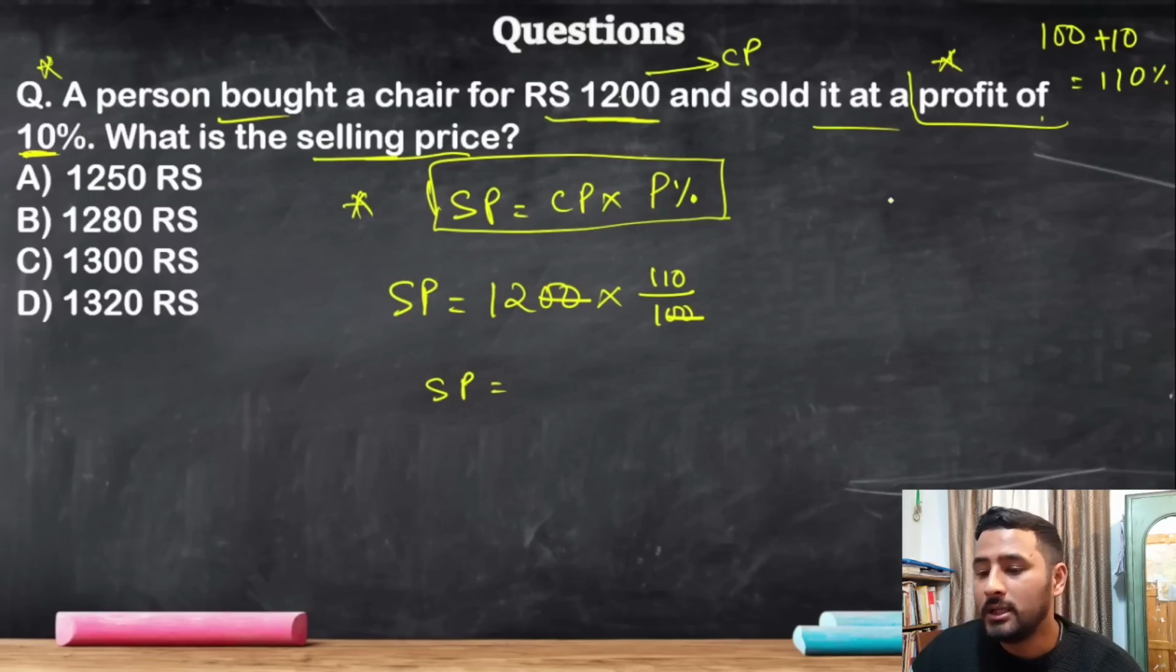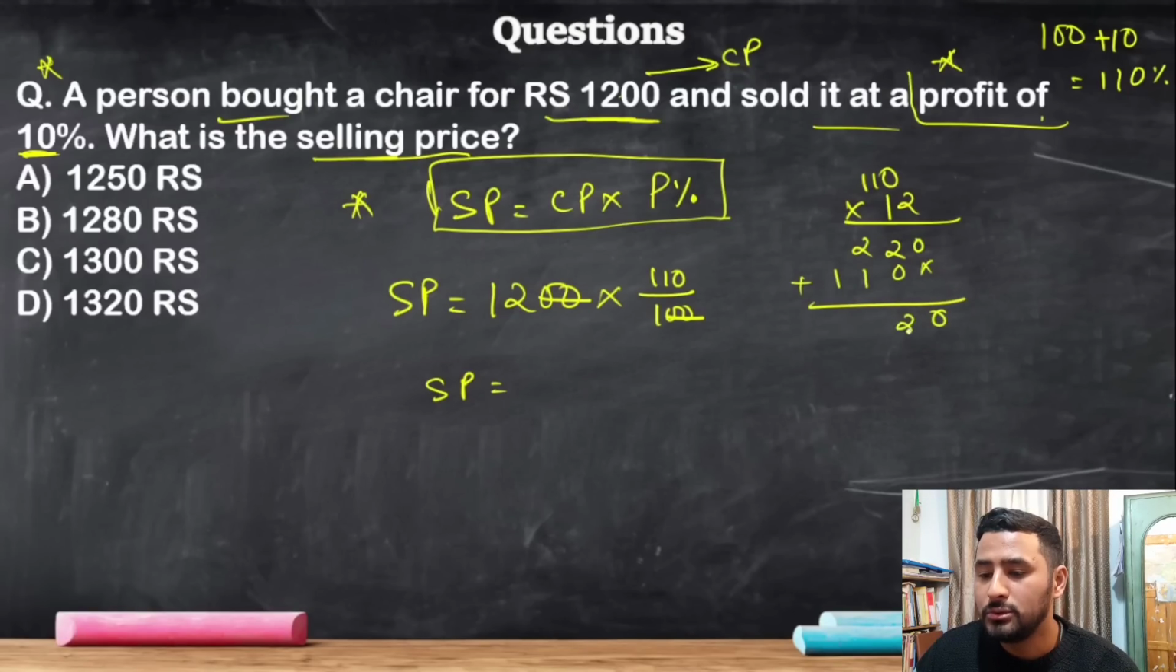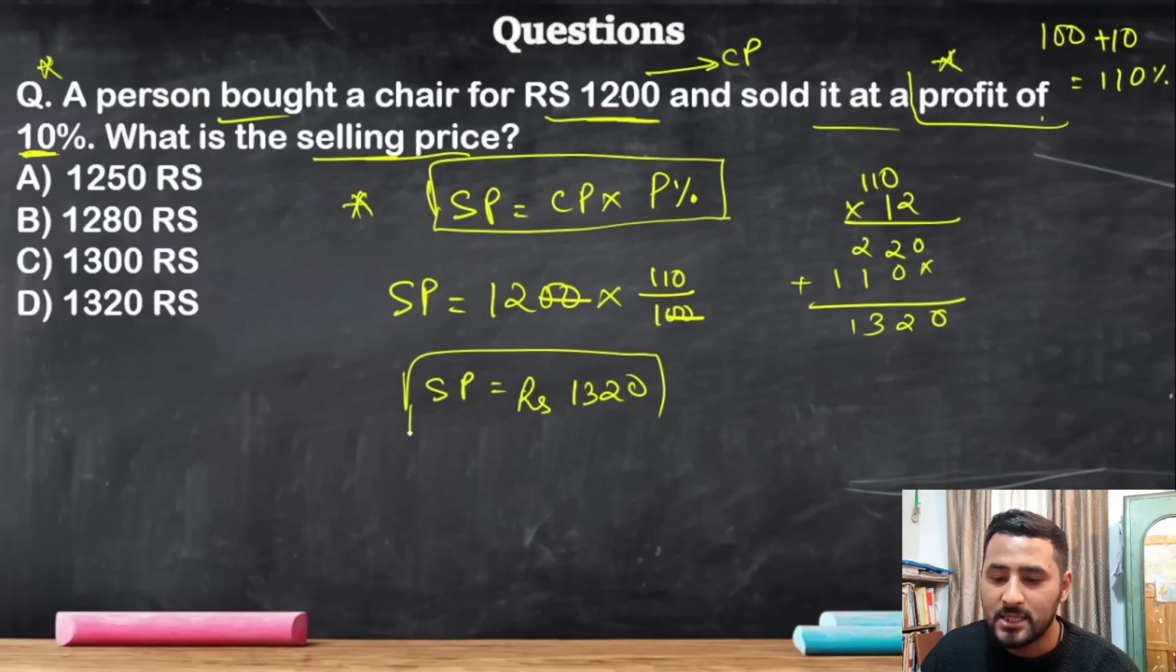Your answer will be how much? SP will be 12 into 110. When you multiply this one, 0, 2, 3, 1. So SP will be how much? Rupees 1320. I hope this is clear how to find SP.